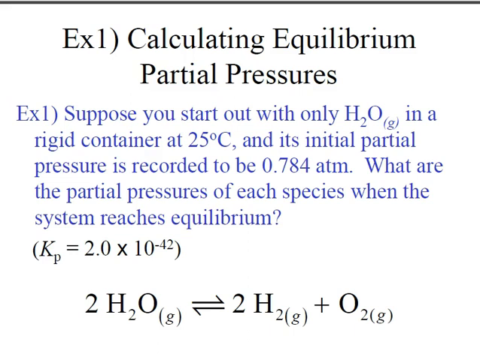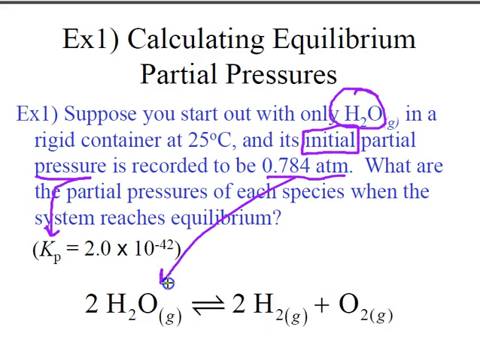In this example, we're going to start out with only water gas in a rigid container, and they give us the temperature, and they give us the initial pressure of the water. So some keywords here, just when we're starting. Whenever you see the term initial, that's a really important term, or in the beginning, or you start with. Also, we're dealing with pressure, so we're thinking about Kp, hopefully. And then this pressure, we need to make sure we identify what it's the pressure of. That's the pressure of our water.